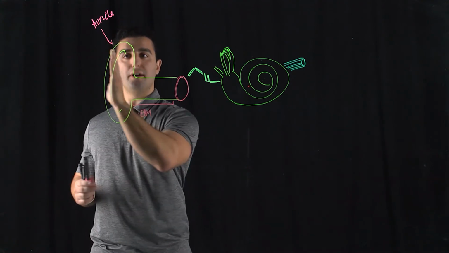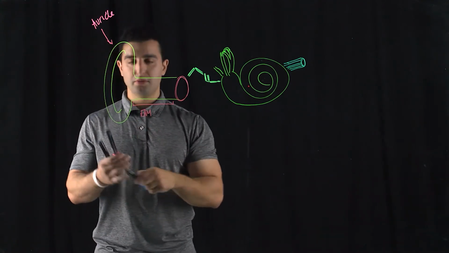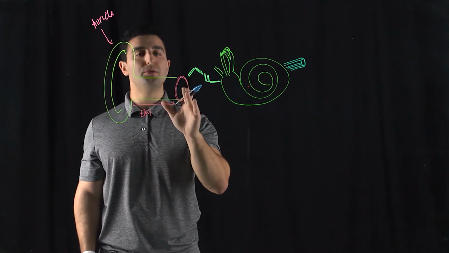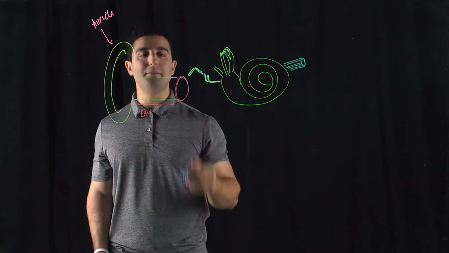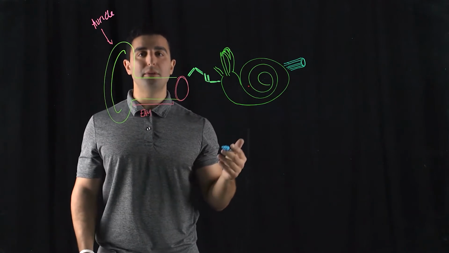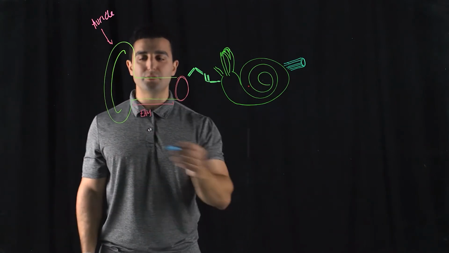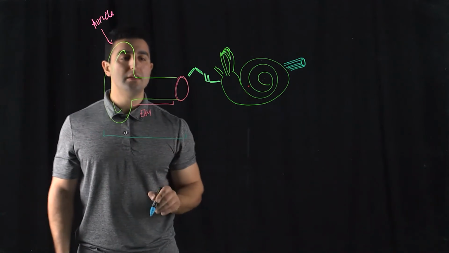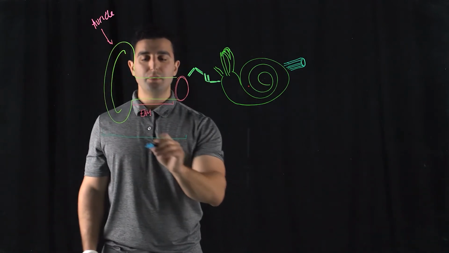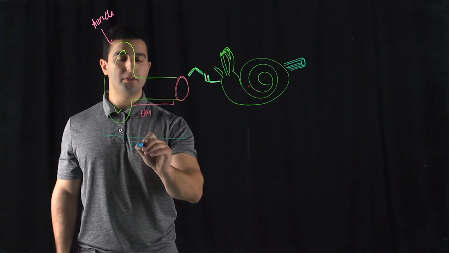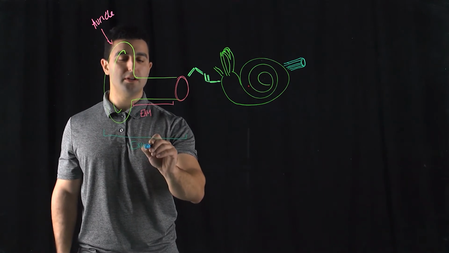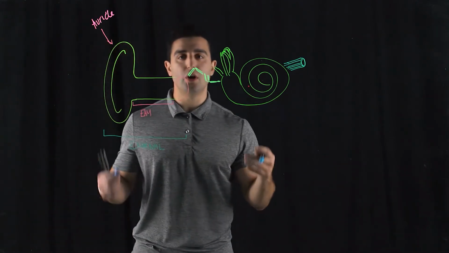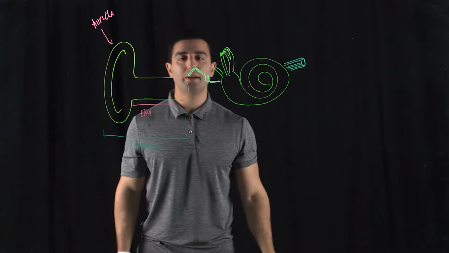And so from the auricle to this next region here at the end of the external acoustic meatus, this is known as the tympanic membrane. Another name for it is the eardrum, right? So from the auricle to the tympanic membrane, we have the external ear. So this is the external ear where sound enters and is on the verge of being processed, right?